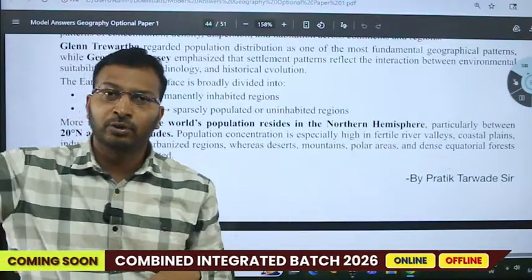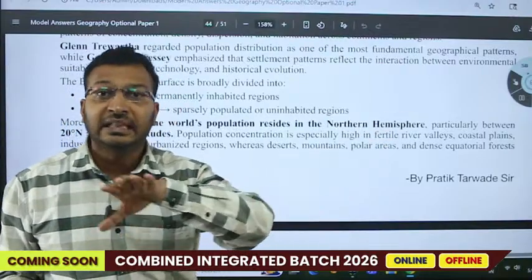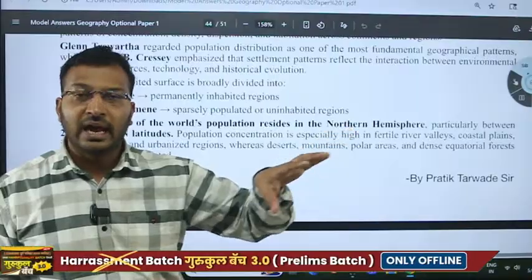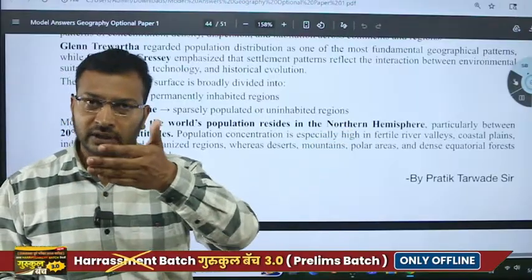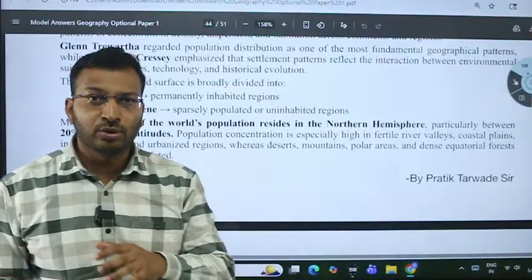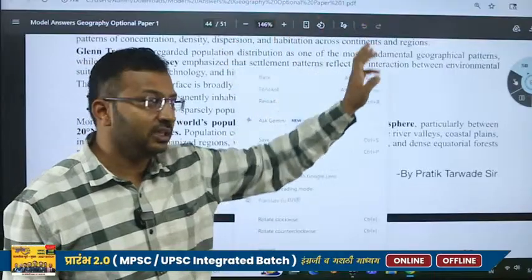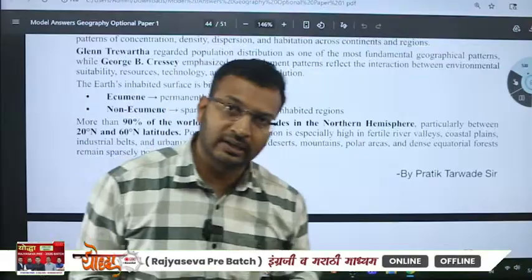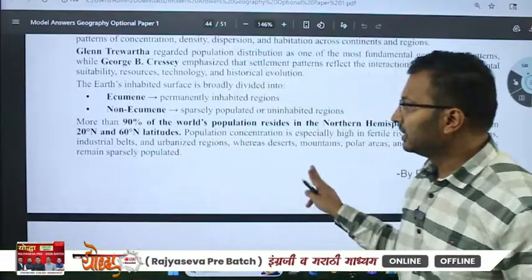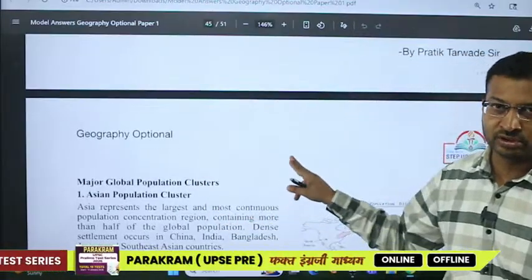Then carrying forward towards East Asia, this entire belt is a densely populated region. This area is densely populated, not just of India or Asia, but of the world. So most of the population that we find across the world, almost 90%, lies within the northern hemisphere, and among that as well in the 20° to 60° northern latitudes. After mentioning this, you can directly jump into the geographical distribution.